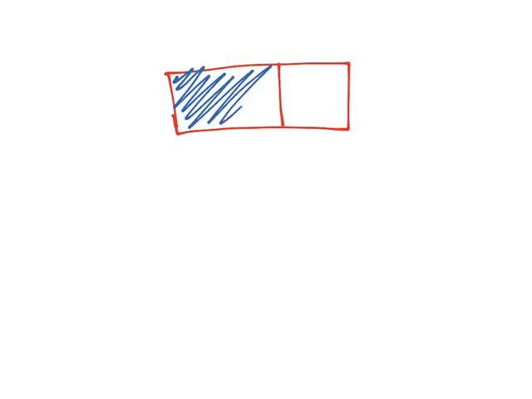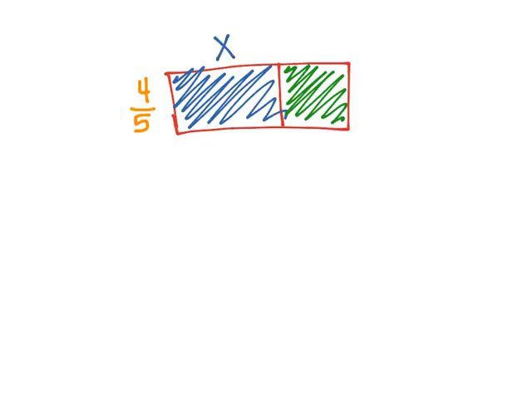So let's look again at a slightly different problem. We're starting with a rectangle, again divided into multiple pieces. We'll have a blue section, and we'll have a green section. The width of this rectangle will be 4/5. The length of the blue section we'll call x, and the length of the green section we'll call 4.